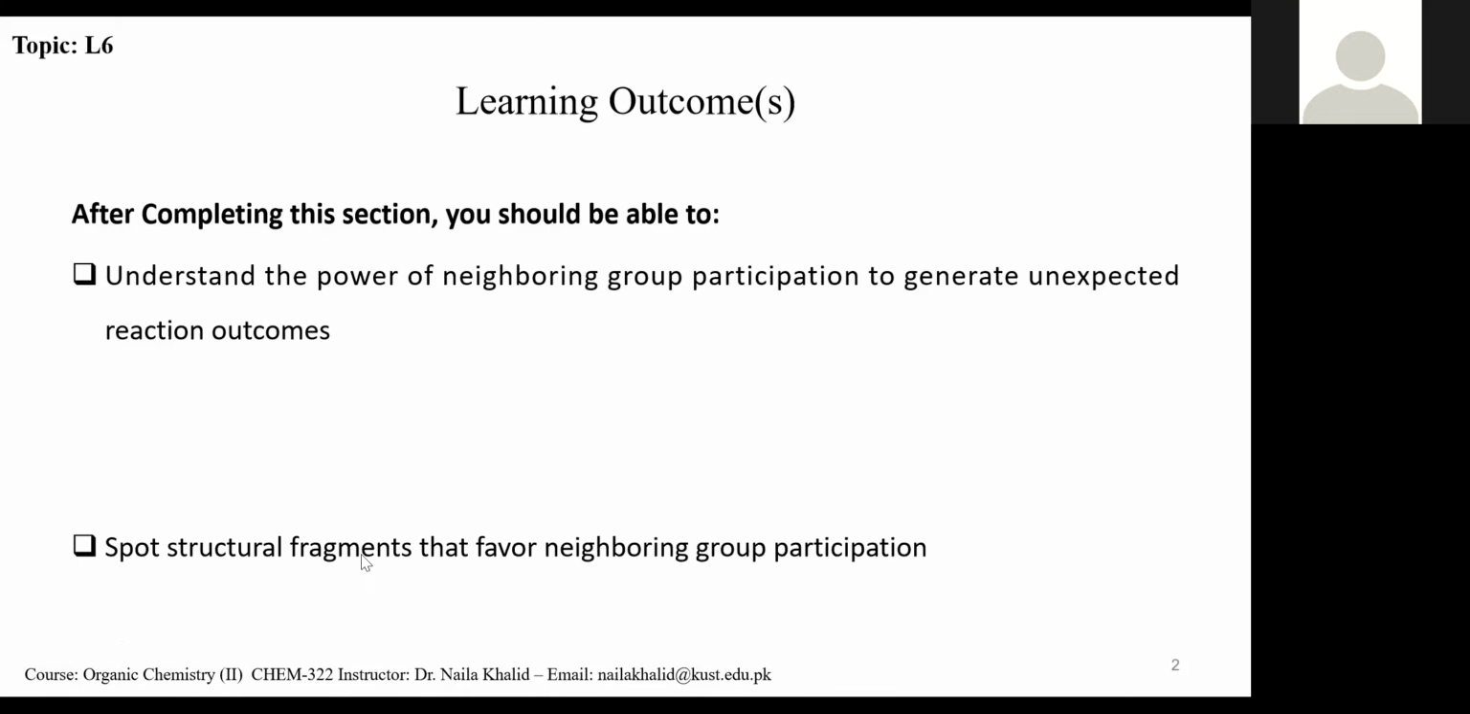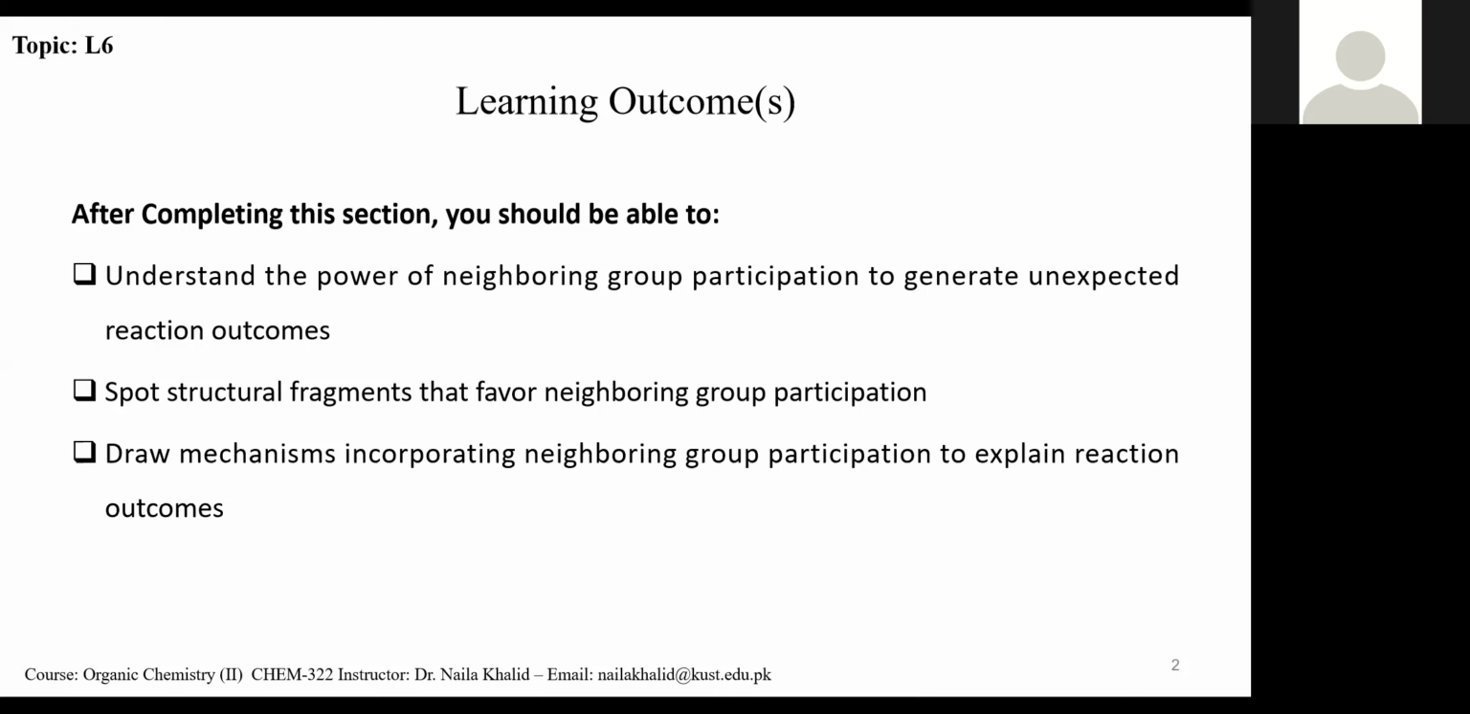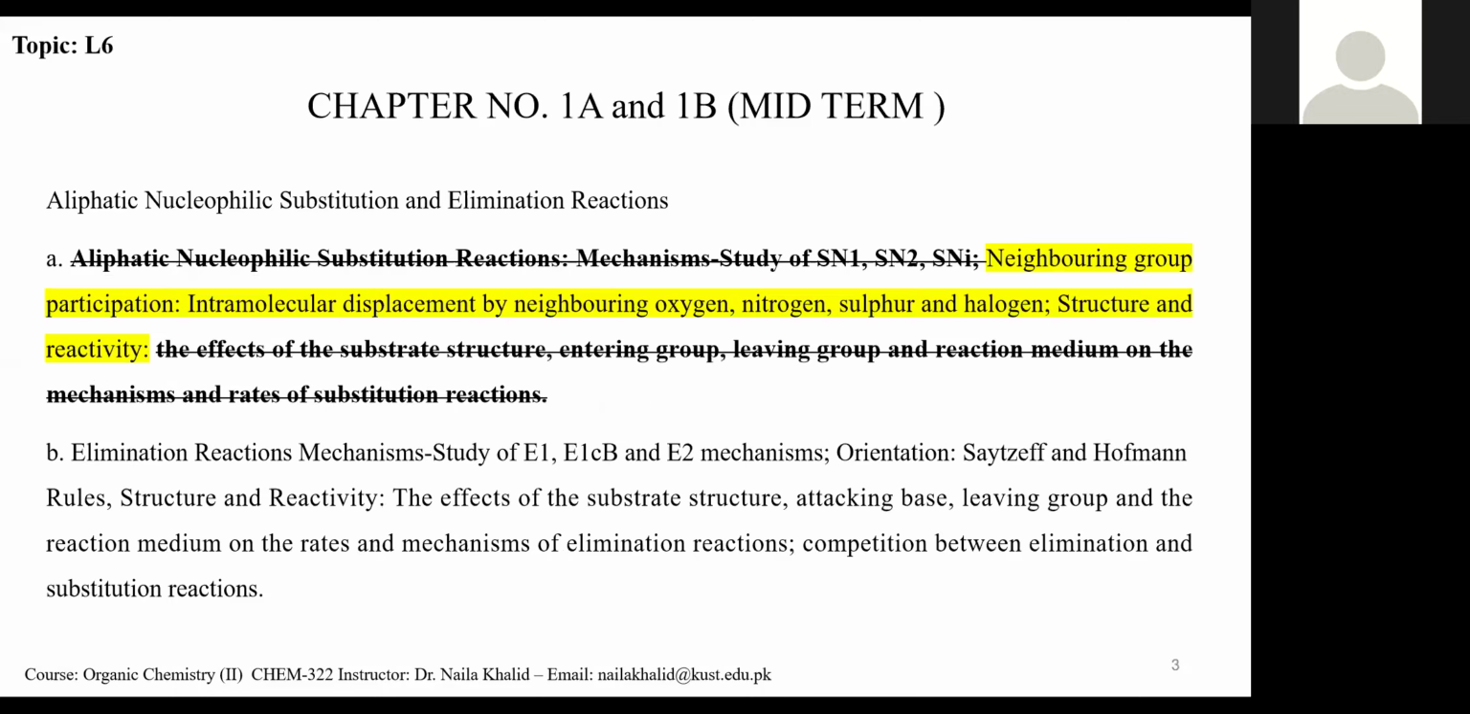And you will be able to spot some structural fragments, structural features that are responsible for the neighboring group, because these special structural features will be responsible for the participation of the group that is present neighbor to the reaction center. So you will also be able to draw the mechanism of such reactions which involve neighboring group participation to explain the reaction outcomes. So this is part of your course. We have taken this from chapter number 1.